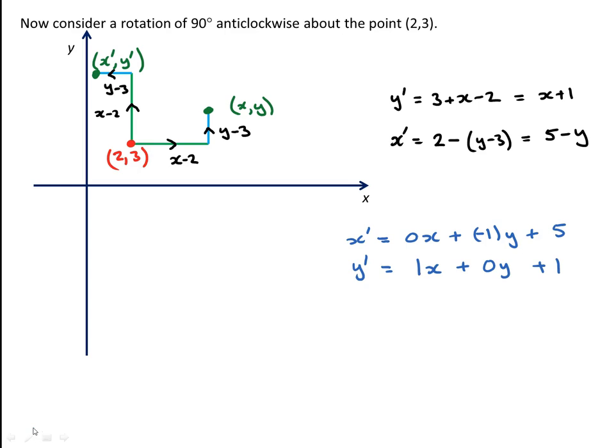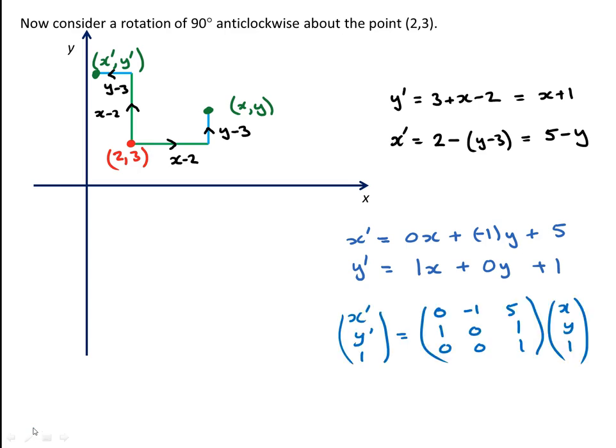So we've got the representation for this rotation as being (x', y', 1) equals the matrix 0, -1, 5, 1, 0, 1, 0, 0, 1 times (x, y, 1).